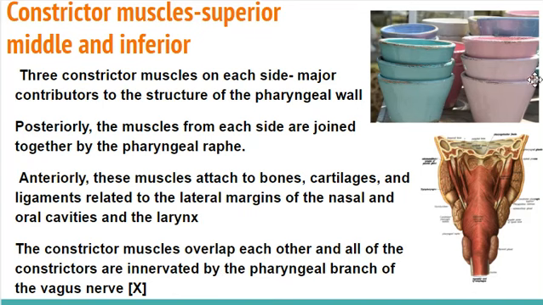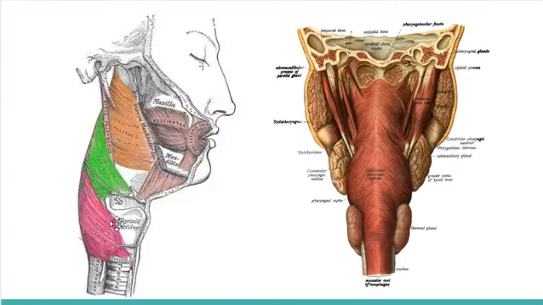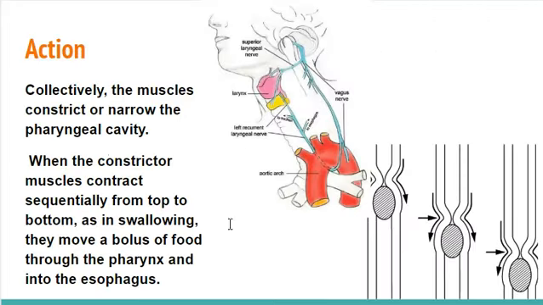As you can see in this diagram, this is the way flower pots are stacked on top of each other. Similarly, we see that the inferior constrictor overlaps the lower margin of the middle constrictor, and the middle constrictor overlaps the lower margin of the superior constrictor. Now apart from that, all of these muscles are innervated by the pharyngeal plexus through the vagus nerve, carrying the fibers from the cranial accessory nerve.